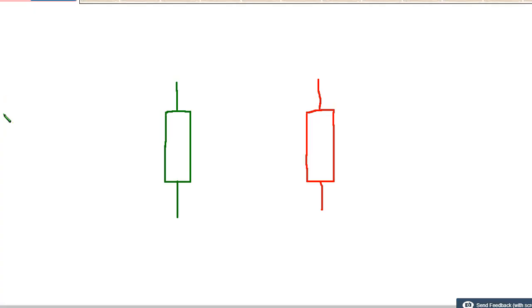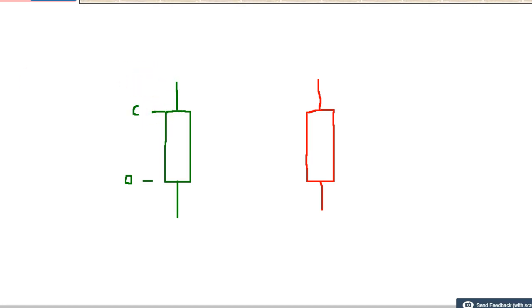So let's take a look at a couple of basic candle patterns right here. So right here, this green candle, the green candle signals an up day. This particular point right here is the open. This particular point right here is the close.